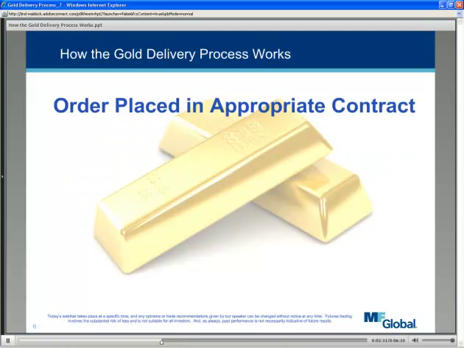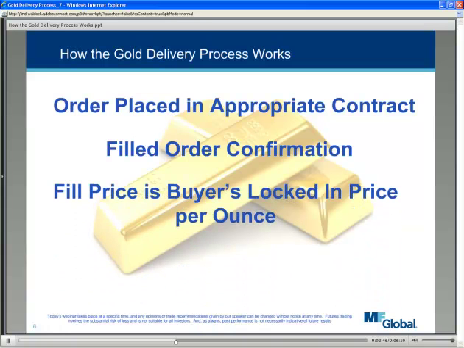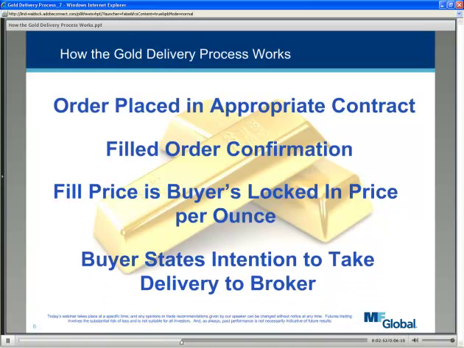Once an account is open, funded, and activated for trading, an order to buy can be placed in the appropriate contract month and year. Once the order is filled, a confirmation is received containing the fill price. The fill price is essentially the price the buyer has locked in to pay per ounce of gold. The buyer then states his intention to take delivery of the contract to his or her broker and waits until notification of delivery is received.